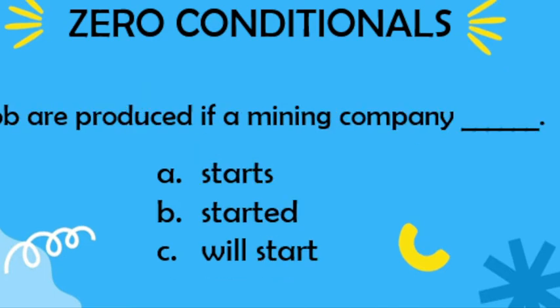Okay? Next, jobs are produced if a mining company blank. A, starts. B, started. C, will start. Answer? Starts. Jobs are produced if a mining company starts. Okay, if a mining company starts, ayun ang ating if clause or condition. Ano yung magiging resulta? What is surely to happen? Jobs are produced.